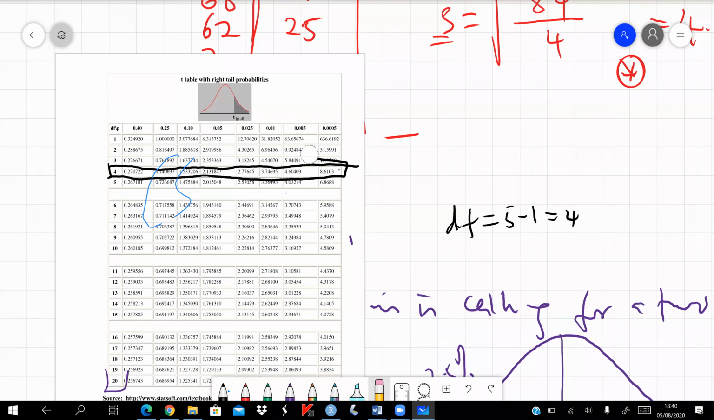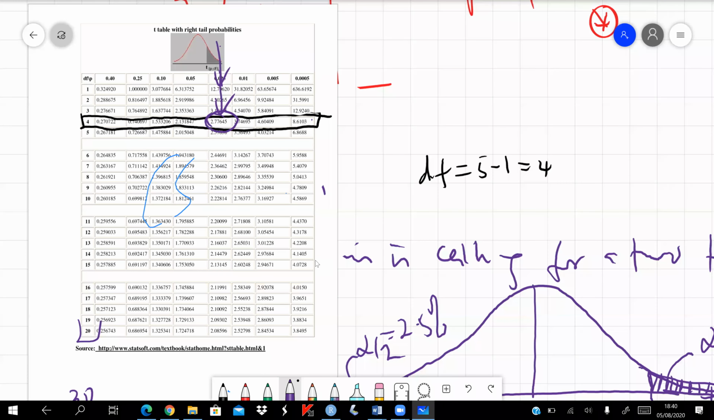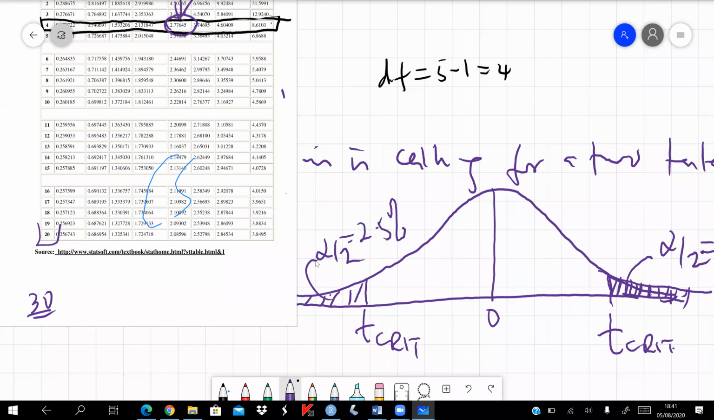Then the upper tail alpha is 2.5%, so this is the column. The critical value is here: 2.77645, and you map it on the left-hand side as minus 2.77645. So that's how you get the critical values of a t distribution.